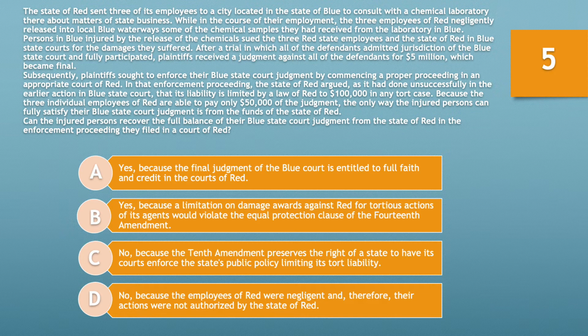Option A, yes, because the final judgment of Blue Court is entitled to full faith and credit in the courts of Red. Option B, yes, because a limitation on damage awards against Red for tortious actions of its agents would violate the Equal Protection Clause of the 14th Amendment. Option C, no, because the 10th Amendment preserves the right of a state to have its courts enforce the state's public policy limiting its torts liability. Or option D, no, because the employees of Red were negligent and therefore their actions were not authorized by the state of Red. Take a few seconds and choose the best answer now.